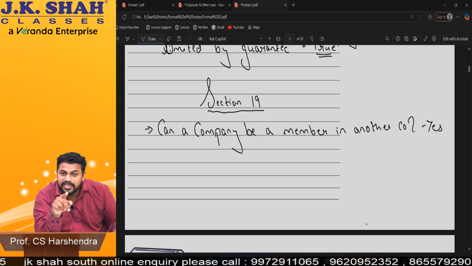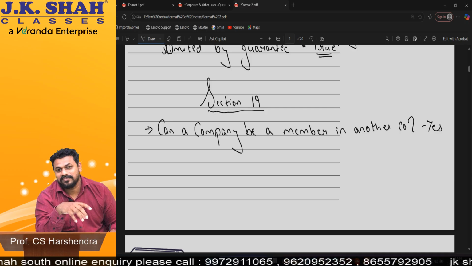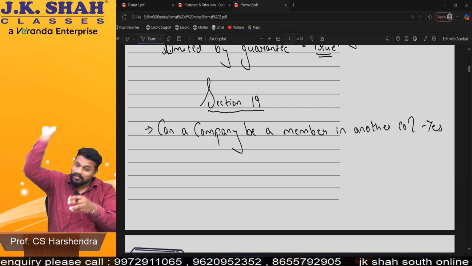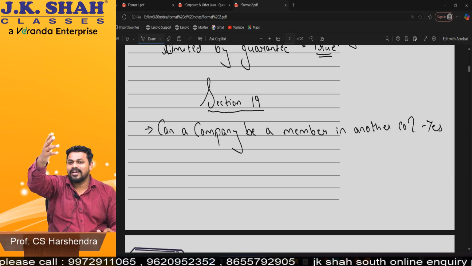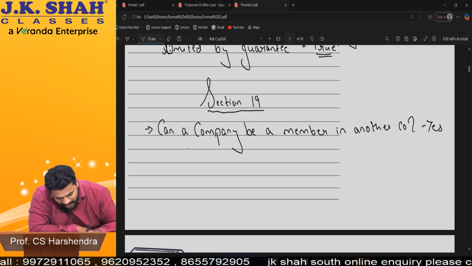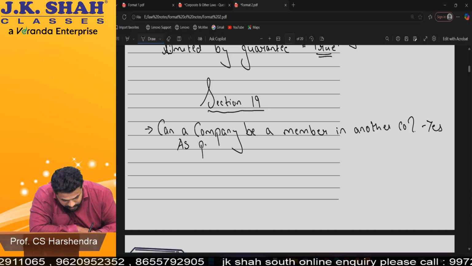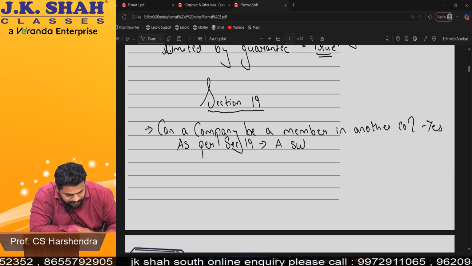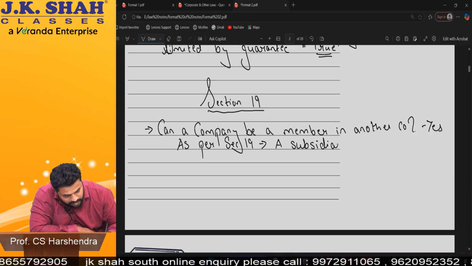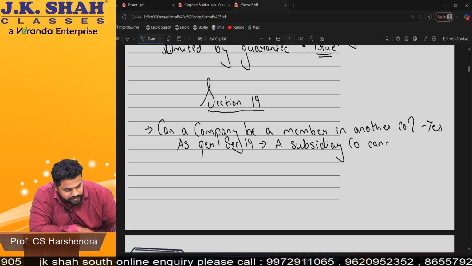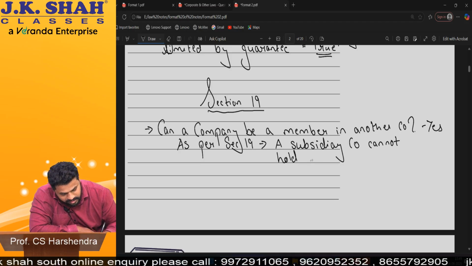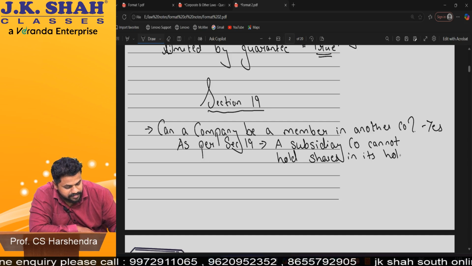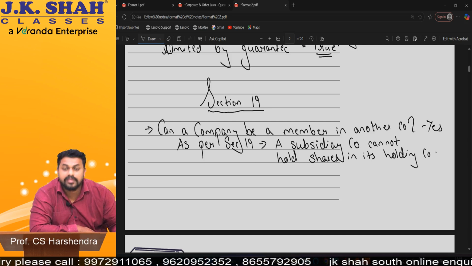No, a subsidiary company cannot hold shares of its holding company. It's quite logical. Holding company puts money in subsidiary, and the subsidiary with that money again buys shares of the holding company. What nonsense. So as per Section 19, a subsidiary company cannot hold shares in its holding company. Am I clear with this?